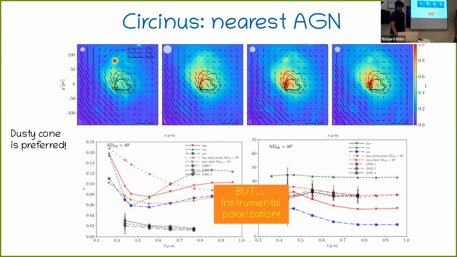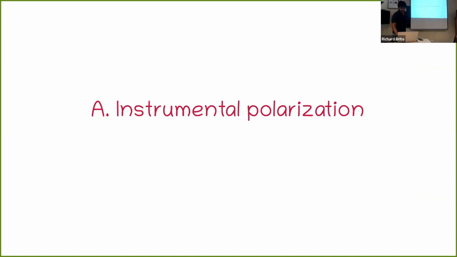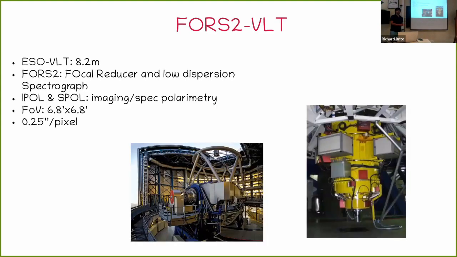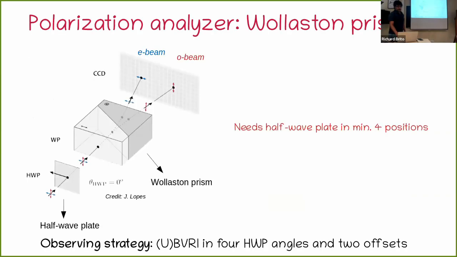So in all this, I'm ignoring all the steps, just making life easier, not telling you all the details of handling this data. So I'm going to go to one of the first complications, and that's instrumental polarization. So it turns out that the polarization from the instrument itself is not zero everywhere, and you have to correct for that effect. And this is something we did for the FORS2 instrument in the Very Large Telescope in Chile. So it's an 8-meter class telescope with a polarimeter instrument that I'm going to show you a sketch of here.